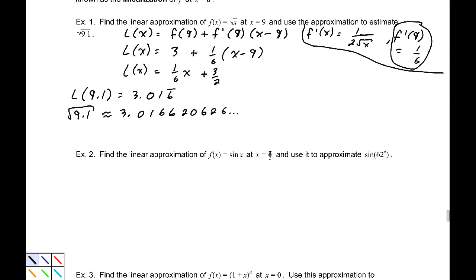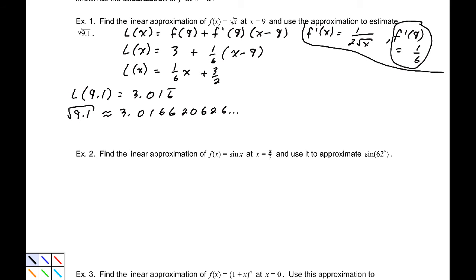Now, example 2, find the linear approximation of f of x equals sine of x at x equals pi thirds, and use it to approximate sine of 62 degrees. Well, the first question I need to ask, before I even touch this, is can I use it to approximate sine of 62 degrees? Well, 62 degrees is fairly close. 60 degrees would be pi thirds. So this may, in fact, be valid.